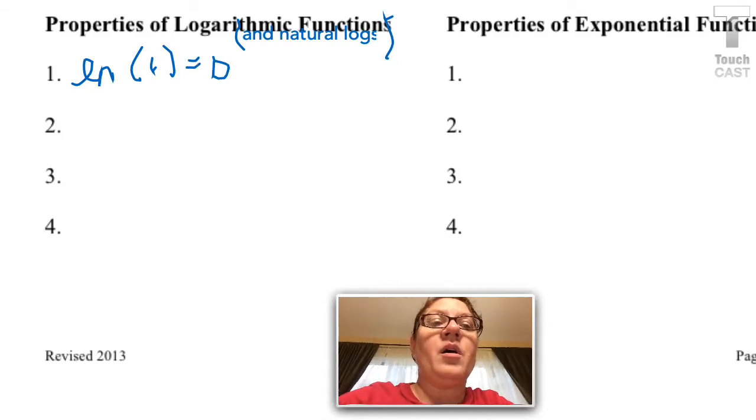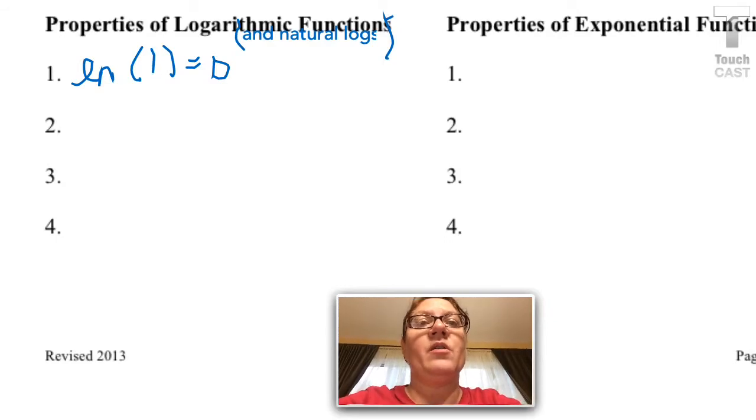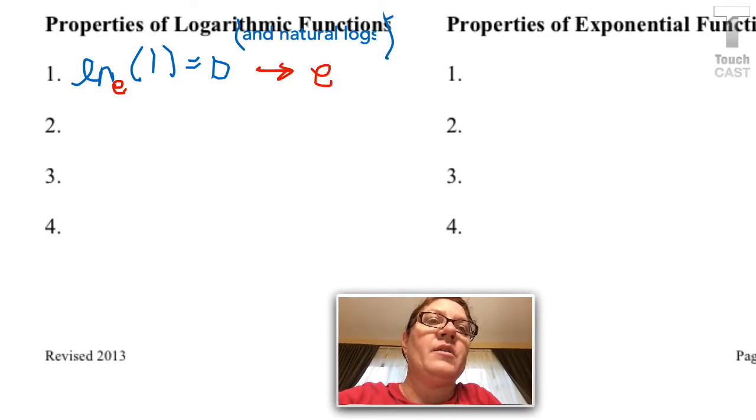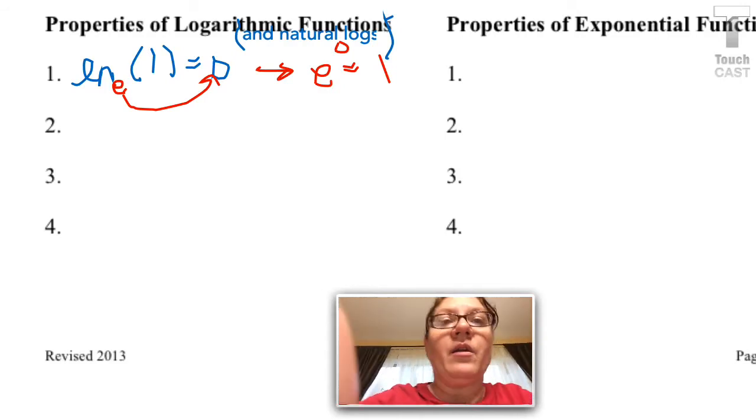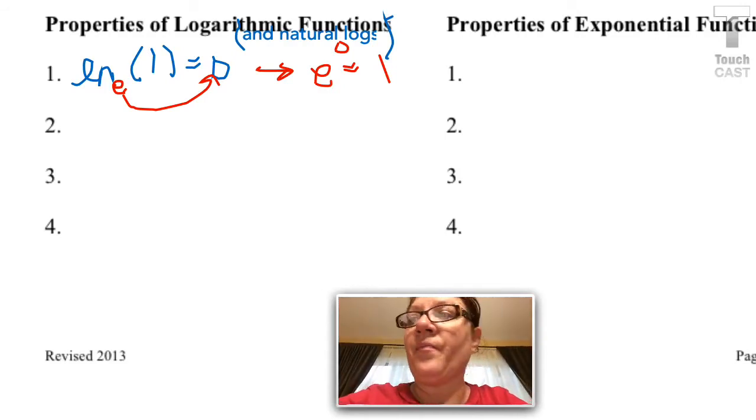And this whole log, remember, is the inverse operation of exponentials. And of course it tells me what base it is here at the bottom. So remember, even though I don't write it, this is a log base of e. That's why we use natural log. And if I were to put this back into exponential form, remember it would be e to the 0 equals 1.